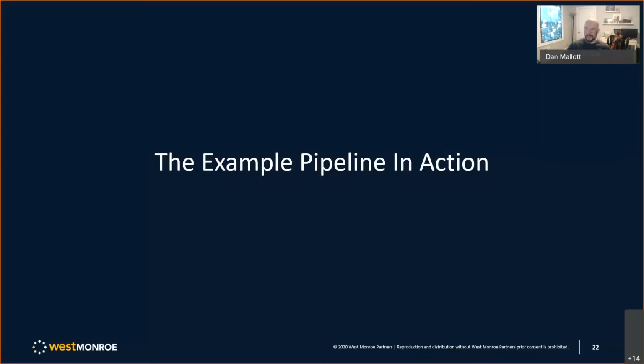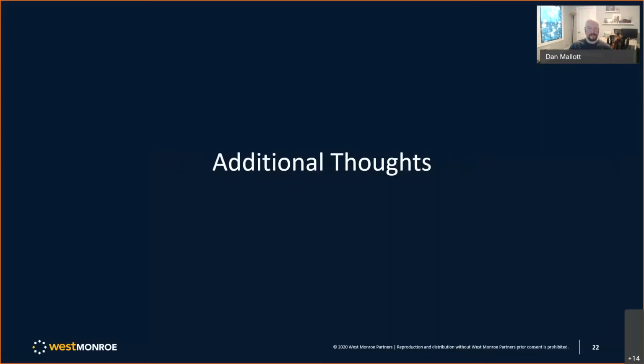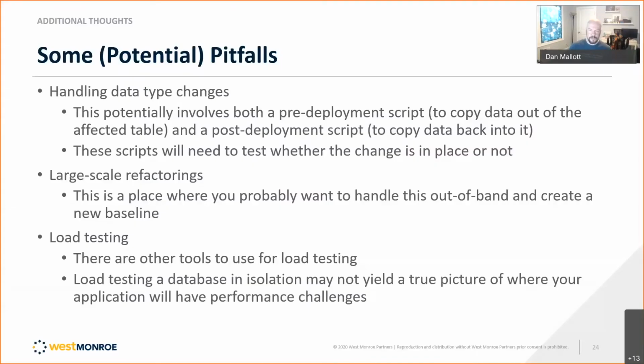Right. So we saw the example pipeline in action. I do have some additional thoughts on this, and then we'll have some additional time for questions. There are some things that this doesn't work very well for. Data type changes, particularly changing something from a 32-bit integer to a 64-bit integer, most databases are going to handle that fairly smoothly. But if you're going the other direction, or if you're changing from, say, an integer type to a character type, now you have a much bigger challenge.